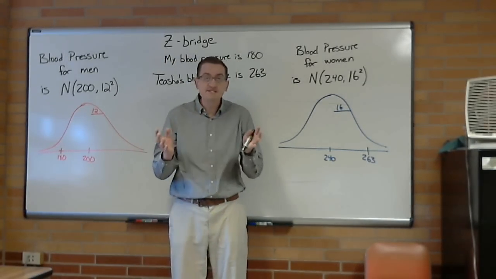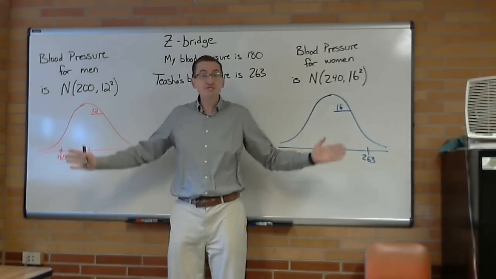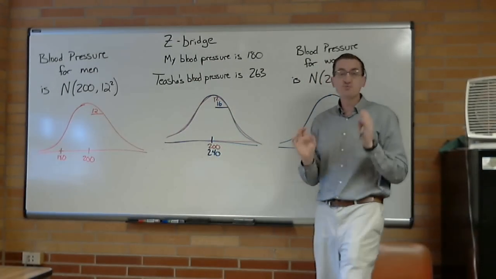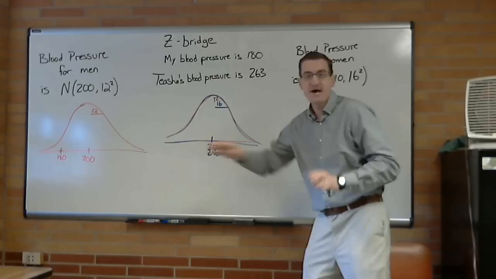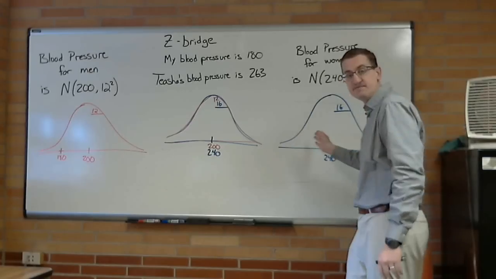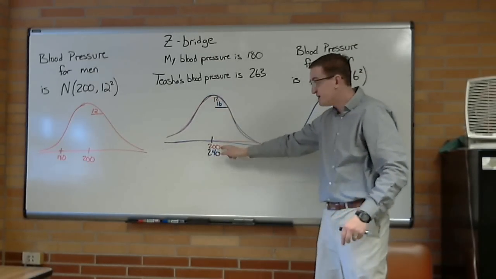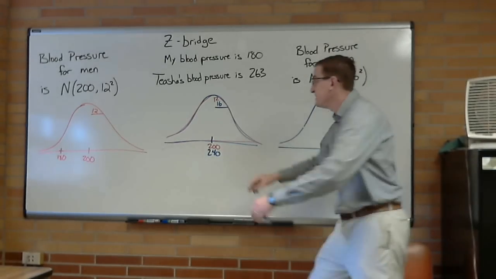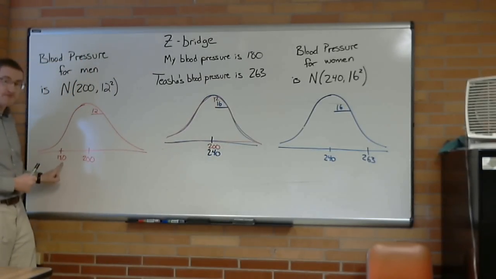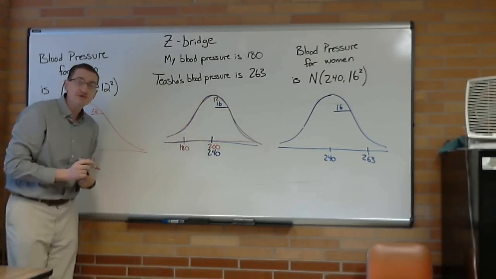So is there a way that I can say, here's my blood pressure, here's what it would be like for you? And the answer is yes. If I take these two distributions and I squish them together, and if I was a really great artist, all three of these would have the exact same normal curve. Because there's only one normal curve, the difference is whether they're centered in the same spot and at the same width. If I put them on top of each other, the red one is centered at 200, the blue one at 240, and for the standard deviation, the red one at 12 and the blue one at 16. But now I can look at where my 180 landed for the red. What would that be for the blue?